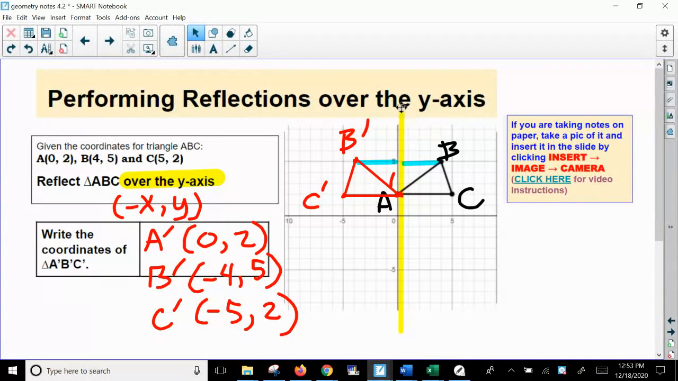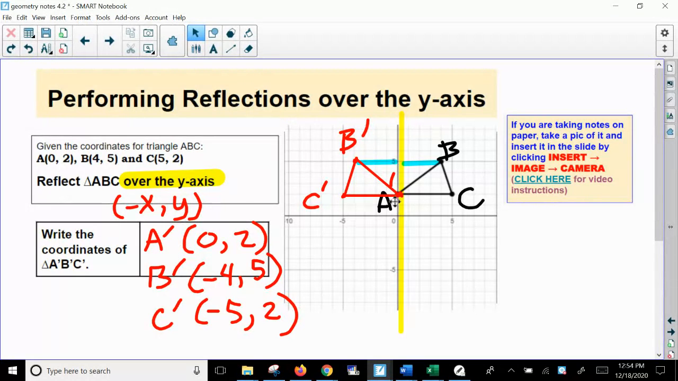For reflection over the y-axis, the x coordinates change signs, the y remains the same. Of course, 0 is neither positive nor negative, so you don't put -0. Also, it's good to know that anytime you have a point that is on the line of reflection, when you do your reflection, that point will not move.